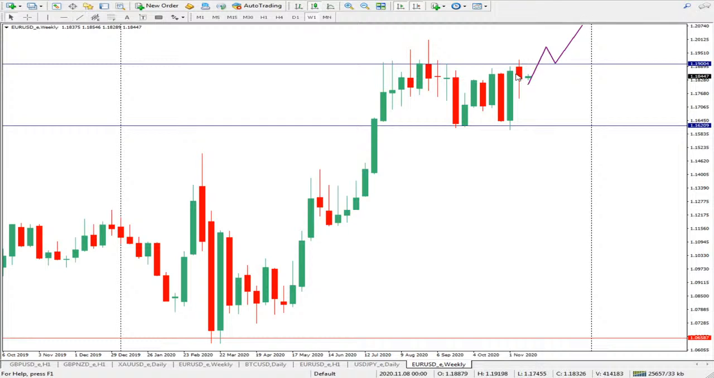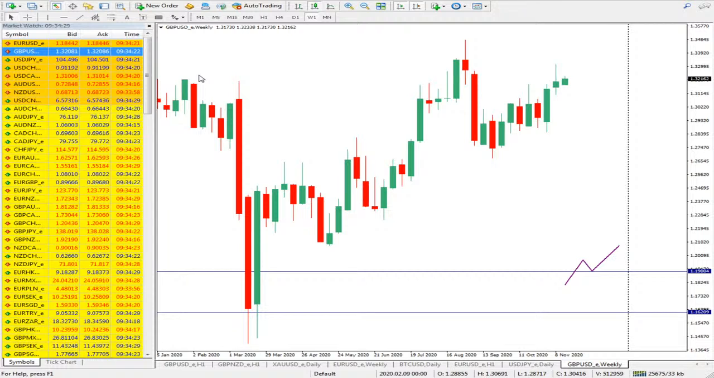The previous week's candle, which is this one, closed as a bullish continuation candle, but we do have a resistance level here where the price must break beyond before we see a continuation to the upper side. So if you're looking at the weekly chart, expect a break above 1.19004, then a pullback.